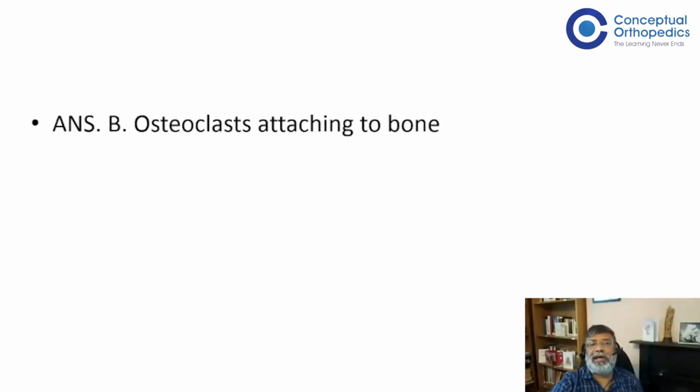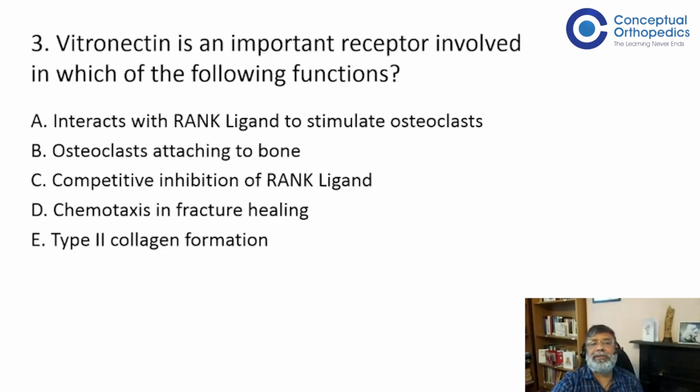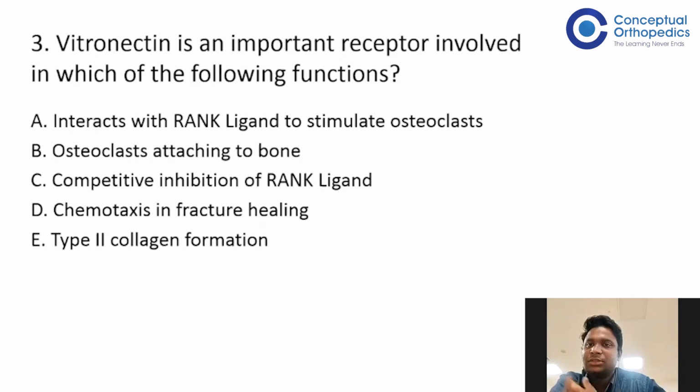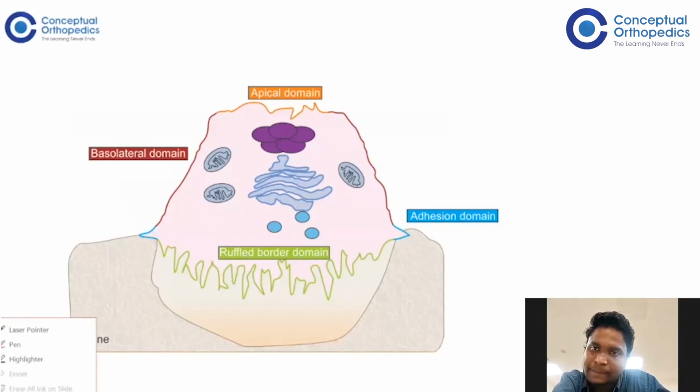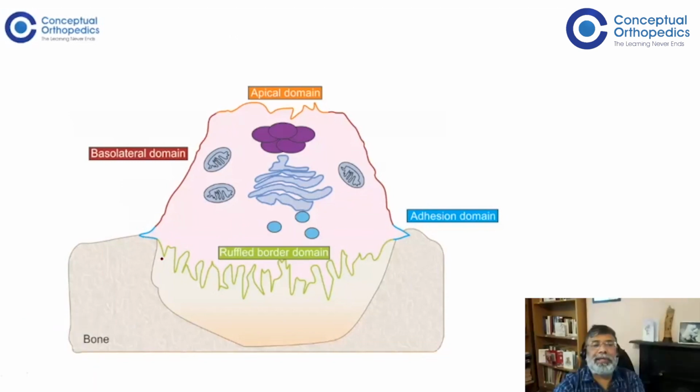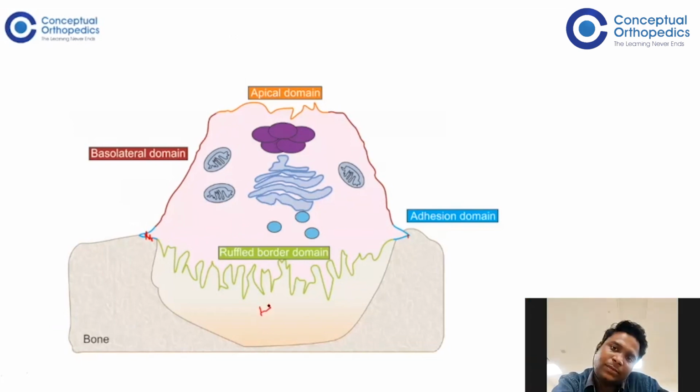So if you go back, what is the answer? It helps in attaching the osteoclast to the bone, to the integrin. If you see it, when it comes, it attaches there. Can you see it here? So here it is attached by integrin, so it has completely sealed this Howship lacuna. This is your Howship lacuna.